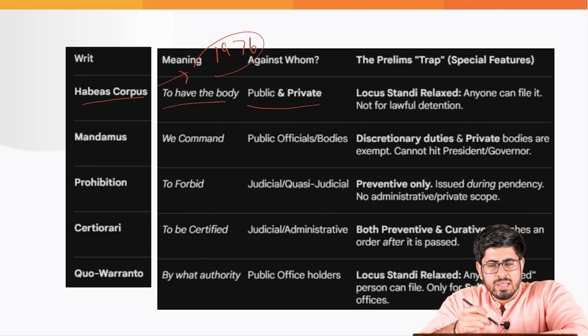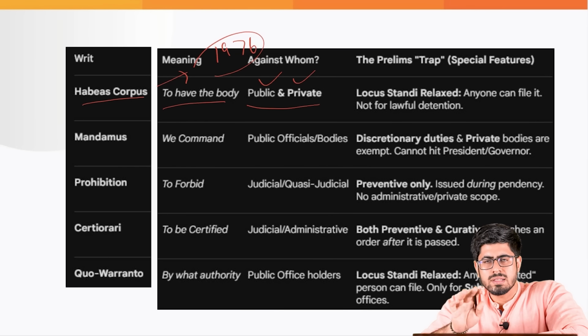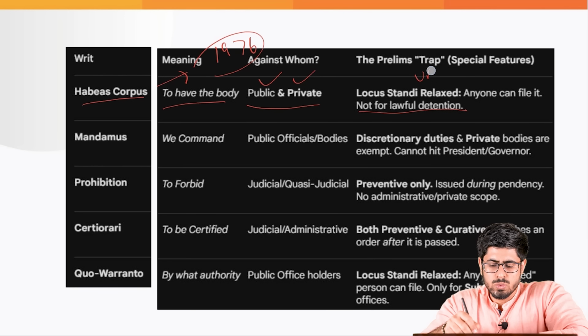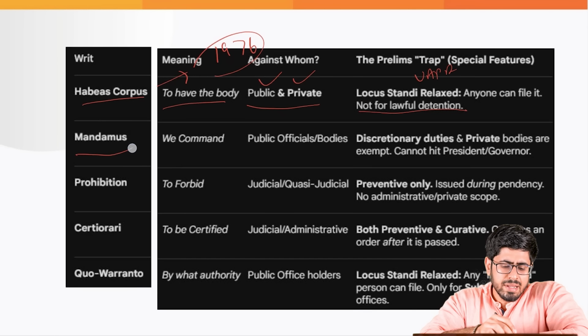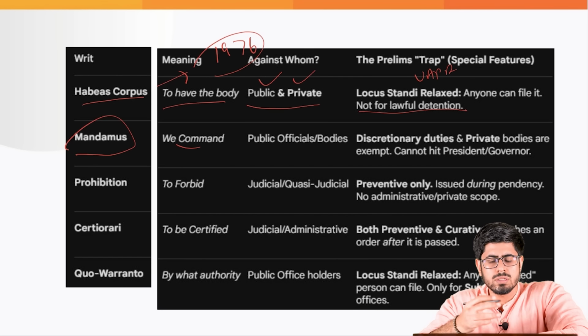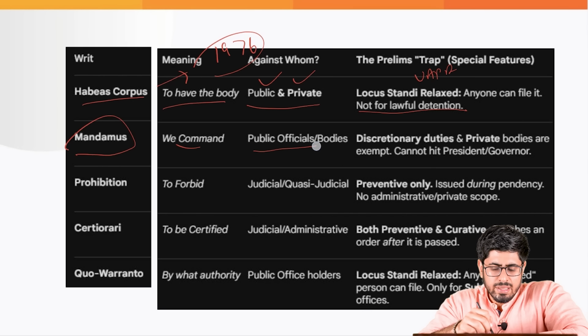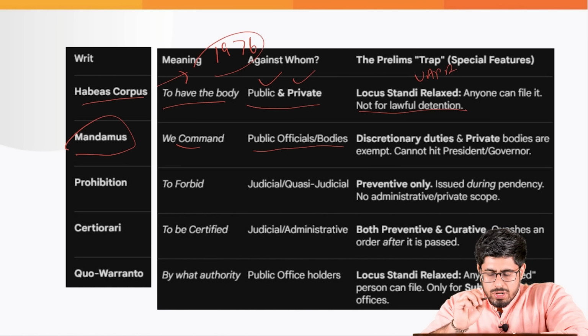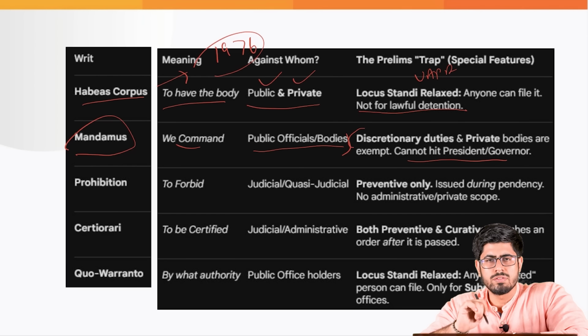Against whom can it be filed? It can of course be filed against public and private persons, but it cannot be filed when lawful detention is done, when there is a legal mechanism for detaining a certain person, for example under the UAPA Act. Mandamus means we command. Who commands? The courts would command. It can be filed against public officials or public bodies for their duties, and private bodies are exempt from mandamus. That means mandamus cannot be filed against private bodies or private organizations. It cannot target the president or the governor also.